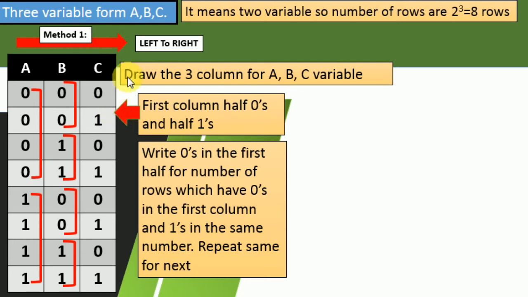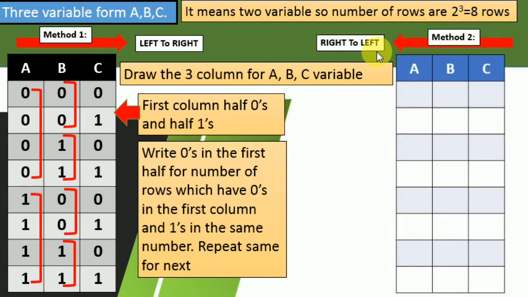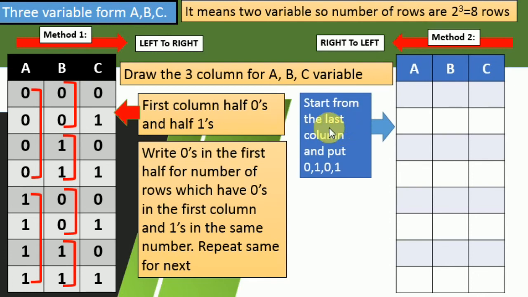Now if you move to the next method, that is method number 2, where we start from the right to left, to move to the last variable. If there is C, if there is D, then move to the D. Now what is that variable? C. What is the concept? The last column, put 0 1 0 1, 0 1 0 1 0 1 0 1, like this. So this is our last.